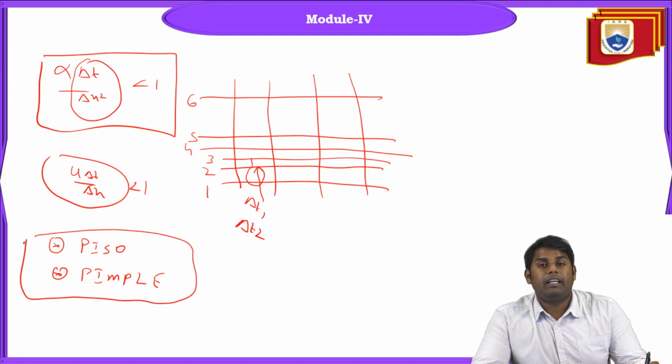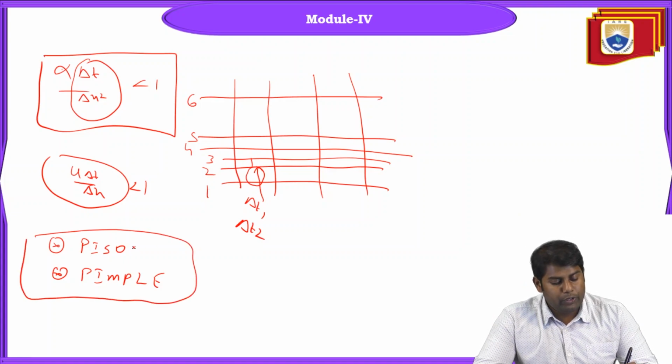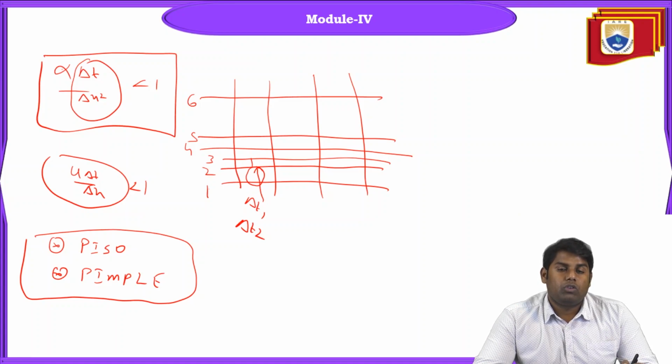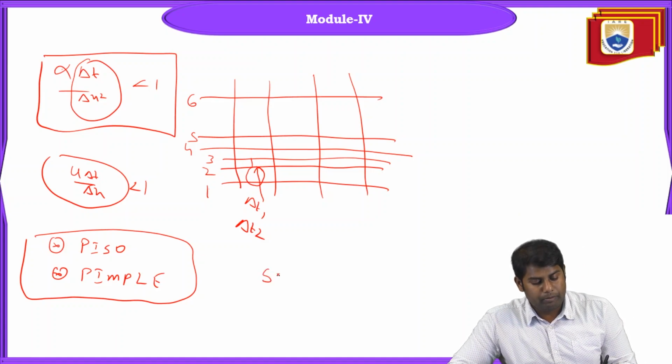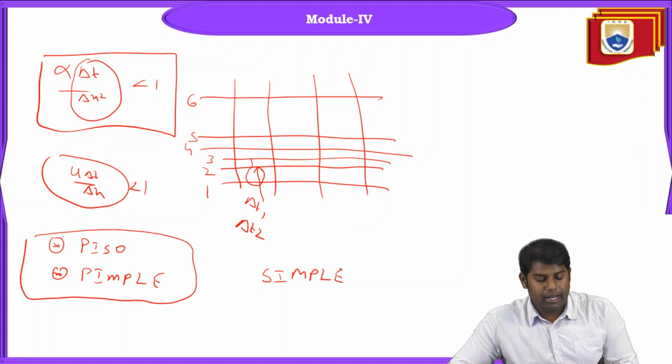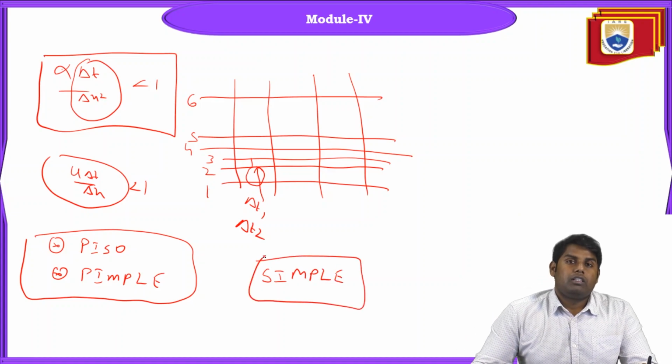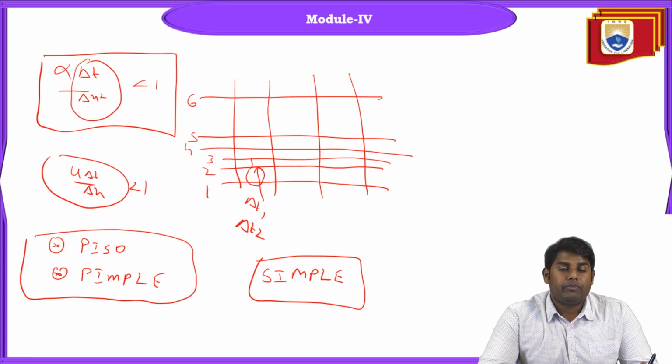These are the numerical schemes corresponding to transient solvers, that is, time dependent solvers. So PISO and PIMPLE are transient, time dependent solvers, and for time dependent solvers the CFL condition is very important. There is one more scheme called SIMPLE, semi implicit pressure linked equation. This scheme is used for steady state solvers.